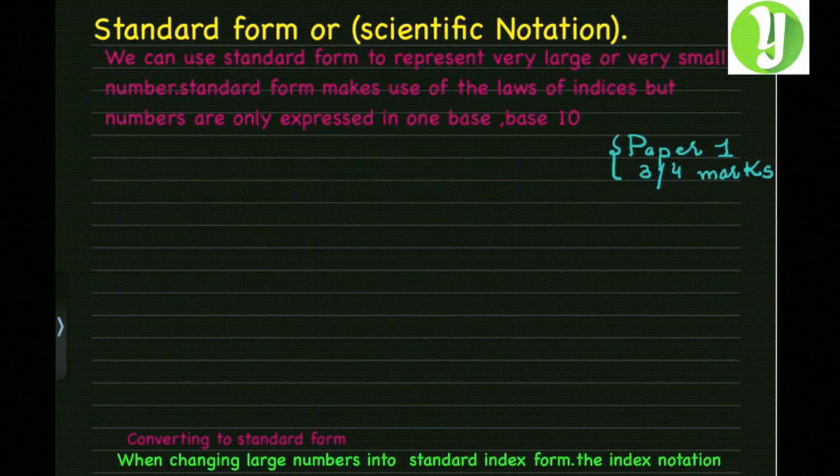So basically, why do we use standard form? We can use standard form to represent a very large number or a very small number. To make a standard form we can use the laws of indices, and the number is expressed with a base of 10. Okay, so we can use the base of 10 over there.